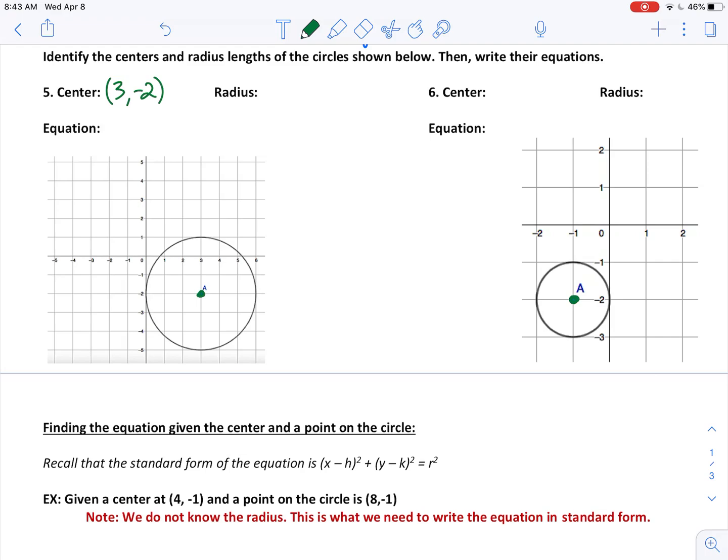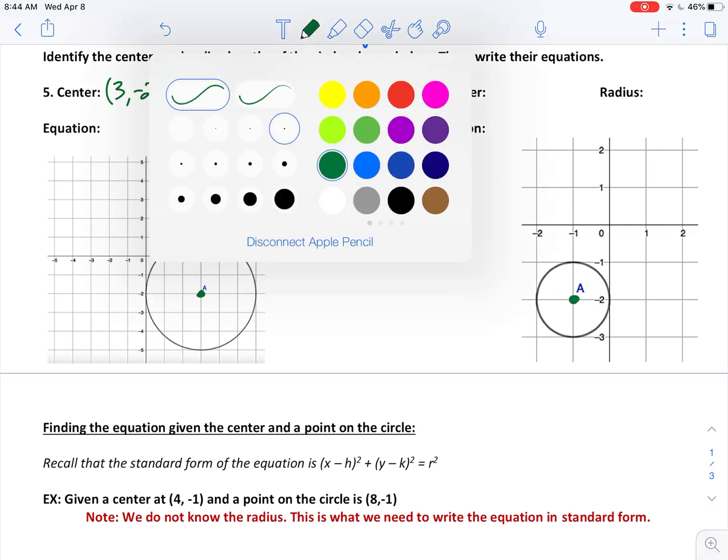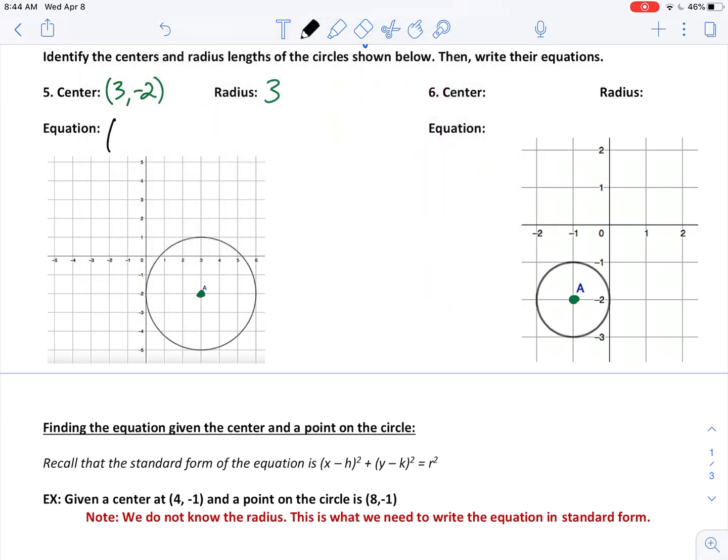All right, and number 5 here. So we're going to identify the centers and the radius lengths. So here, let's just highlight the centers. So number 5, I've got a center of 3, negative 2. So just like you read left to right first, then up and down. So x, then y. 3, negative 2, and the radius, well, that's going to be this length. So let's see, how many boxes did I cover? So 1, 2, 3 is my radius.